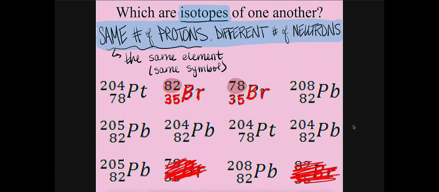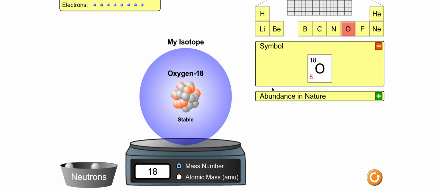And this is what makes them isotopes of each other, right? So we have the same element symbol, the same element, same number of protons, but a different number of neutrons, right? Different number of neutrons up here. So I'm going to show you here.